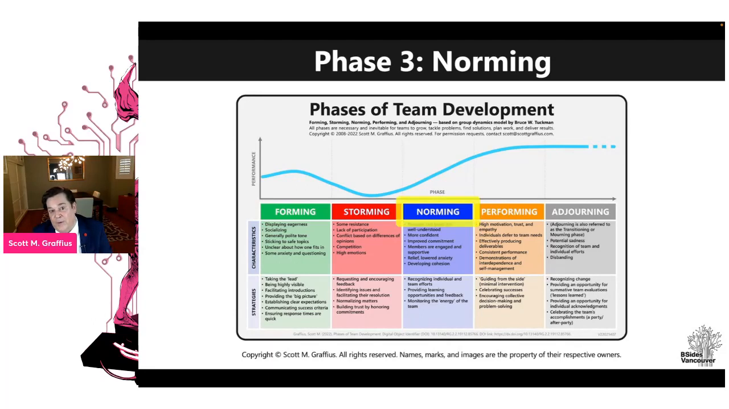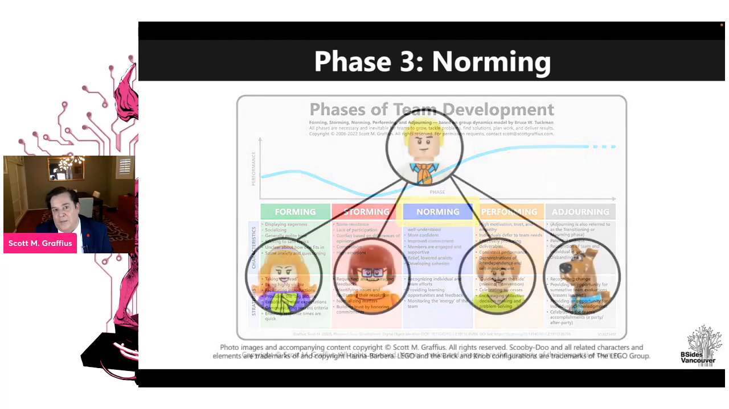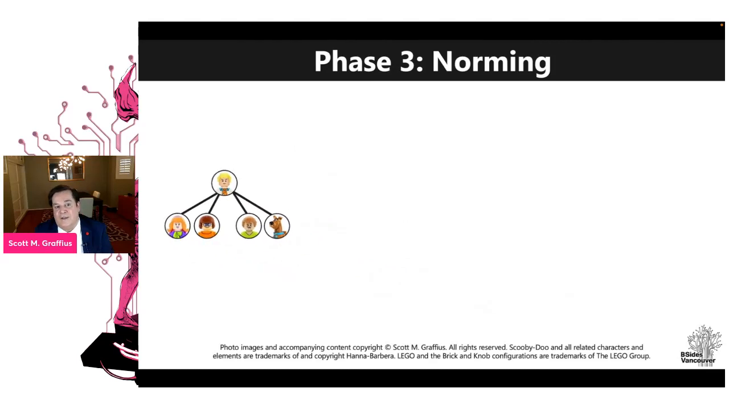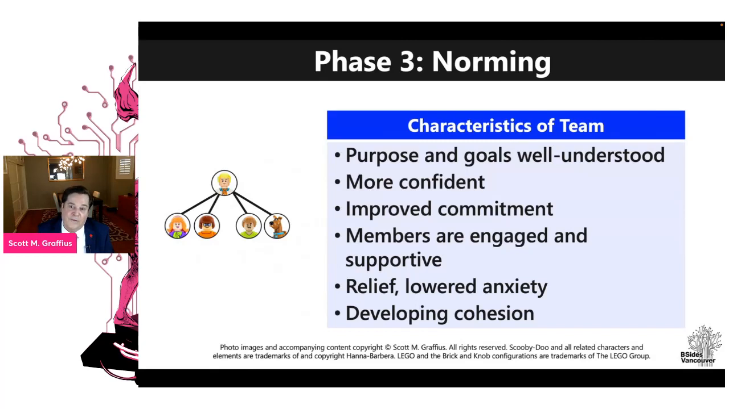As you can see from the graph above, it's the second highest level of performance in terms of productivity and happiness for the team. Here, a very different visual: not a hierarchy, but rather showing the interconnectivity, compared with forming and storming. And here, compared with earlier phases, the goals and the purpose of the project are much more well understood. With that translates, in most people, a higher level of confidence and improved engagement. And the second to last bullet point here talks about relief or lowered anxiety.